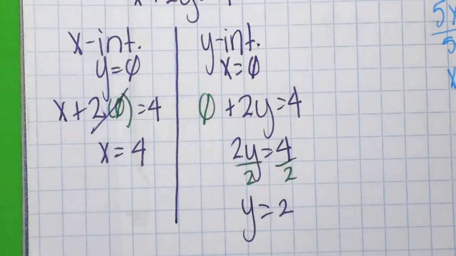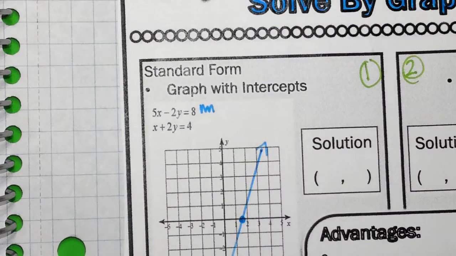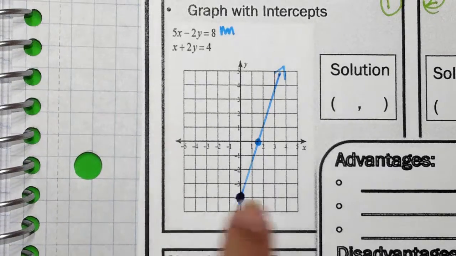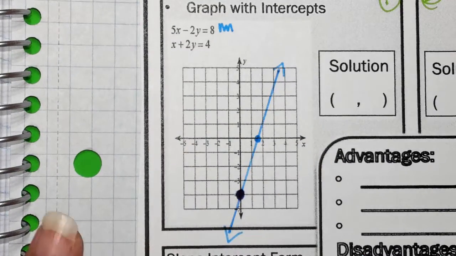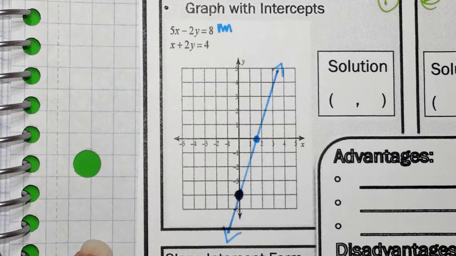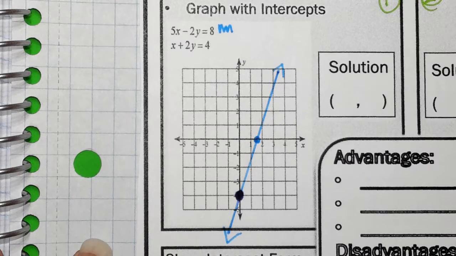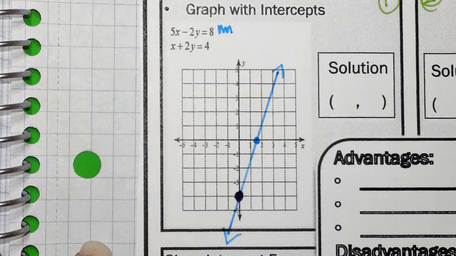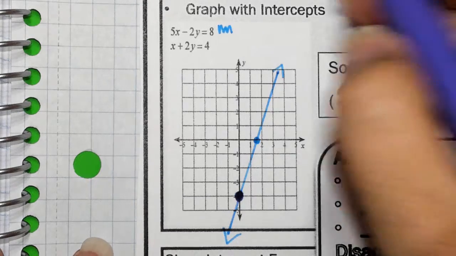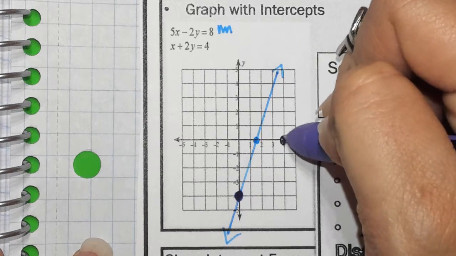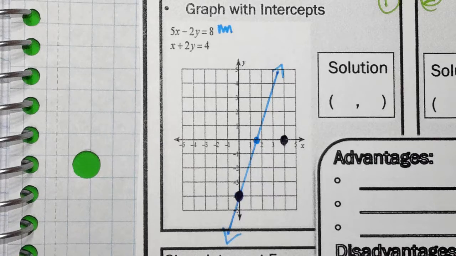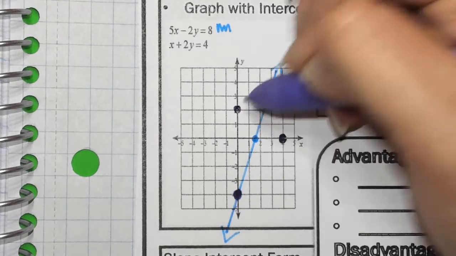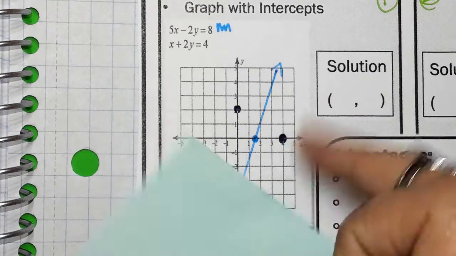Alright, so let's graph this. Ready? What's my x-intercept this time? 4. So am I going to go right 4 or up 4? Is it the x-intercept or the y-intercept? X is 4, so you go right 4. And then why is it up 2? You go up 2, you got to get back. You got to use 4.